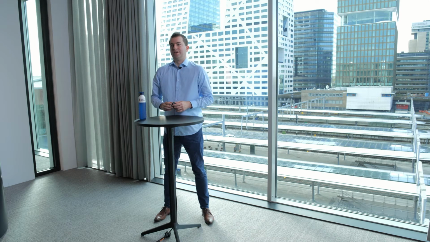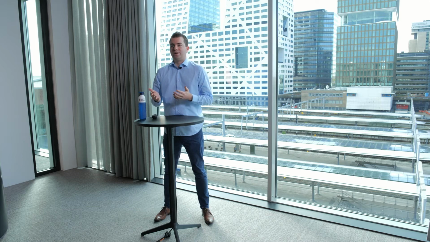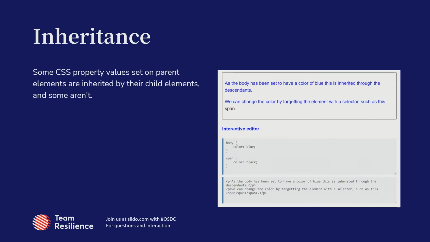All right, so an example regarding specificity. So we see we have a main header class and I think it's a header 1 element defined. And actually the class will win because the classes have a higher value than the HTML elements.